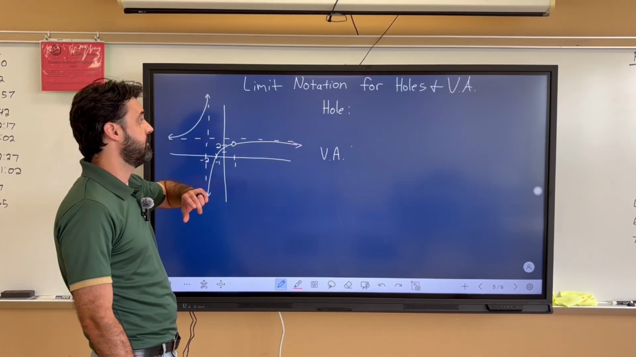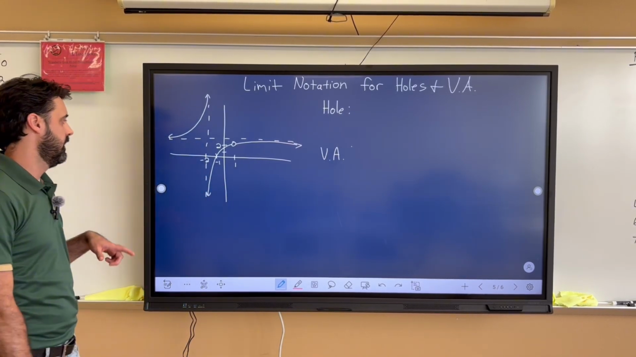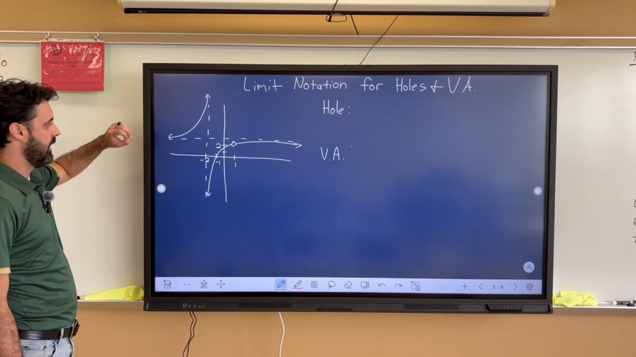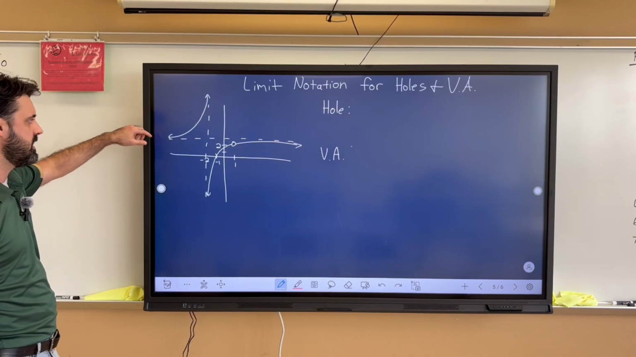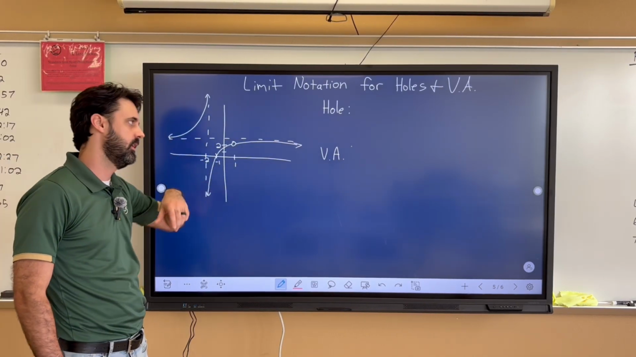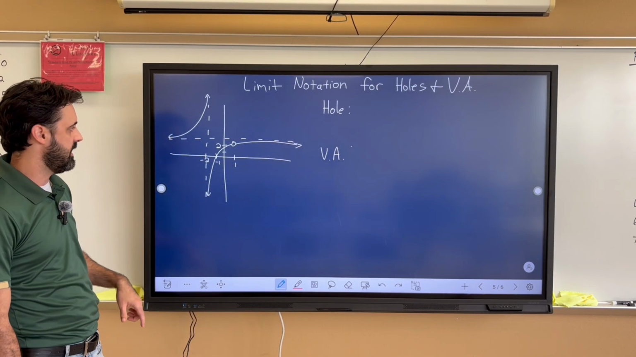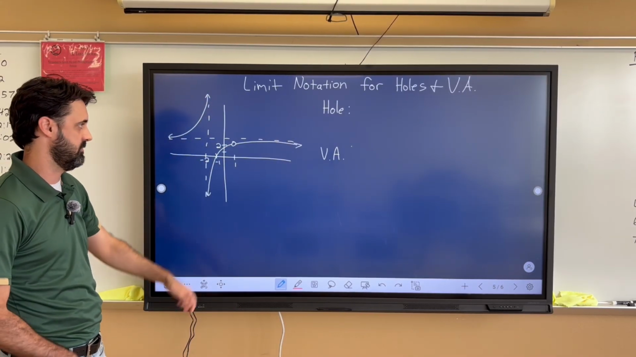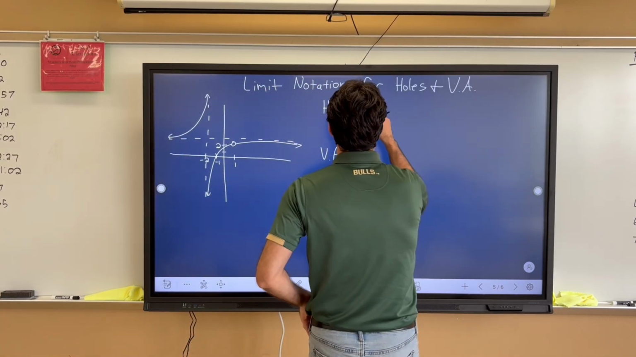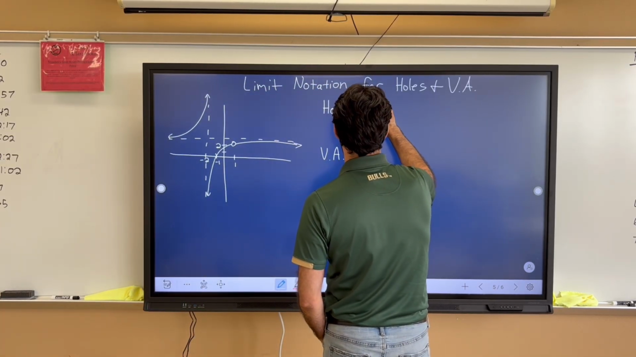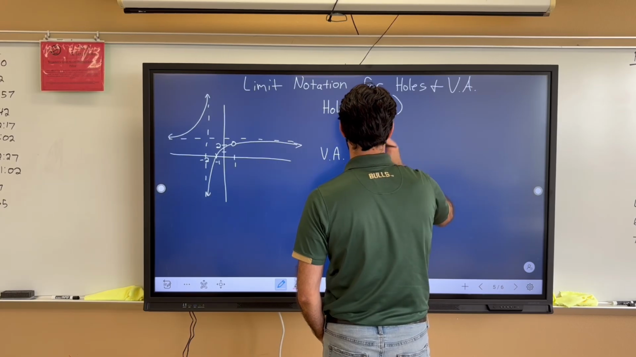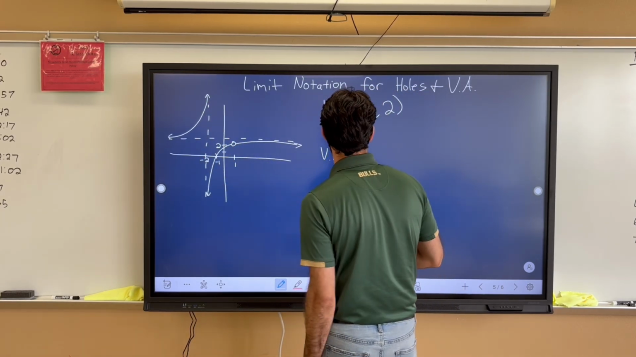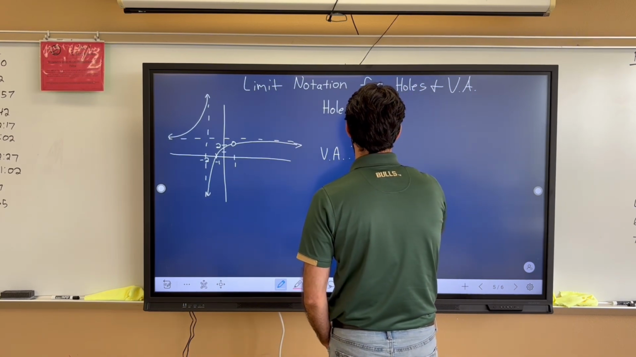All right, guys, limit notation for holes and vertical asymptotes. So in the last video, we talked a lot about these graphs and how to use limit notation for horizontal asymptotes and end behavior. But we haven't yet talked about the limit notation for the coordinate point of the hole and where there's a vertical asymptote. On this graph, there's a hole when x is 1 and y is 2. And our vertical asymptote passes through -2 on the x-axis. So that's going to be at x equals -2.